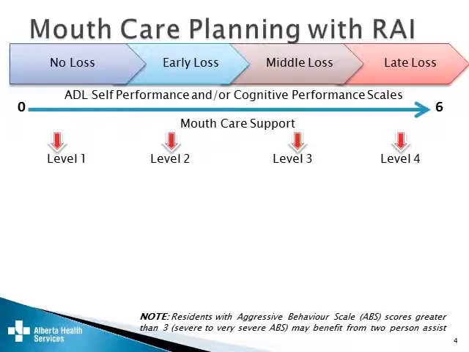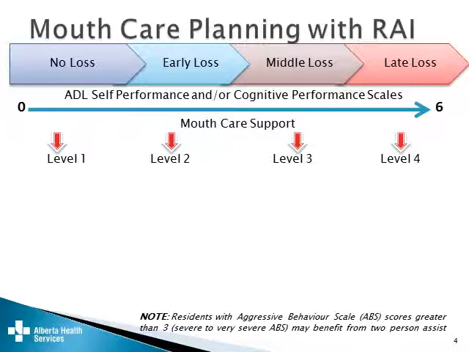Level 4. Late loss in the disablement model indicates residents are challenged with feeding themselves. These residents will require full support for their mouth care. This level of mouth care has another set of management strategies for challenging behaviors, and these will be reviewed in the module on managing challenging behaviors. According to the RAI in Alberta, 34% of the ADL to 25% CPS residents fall into this category.